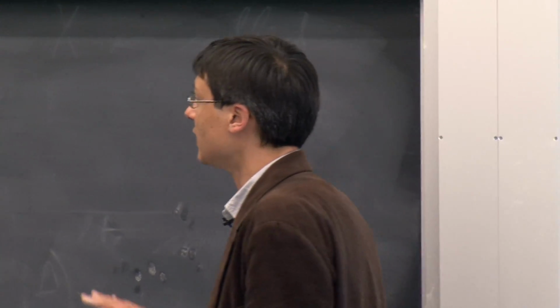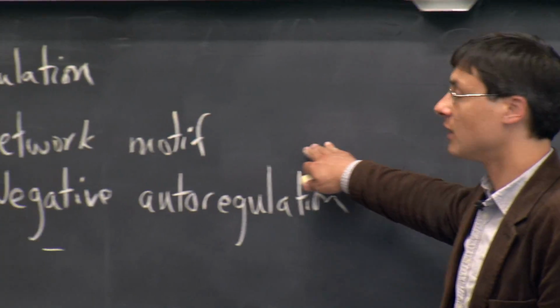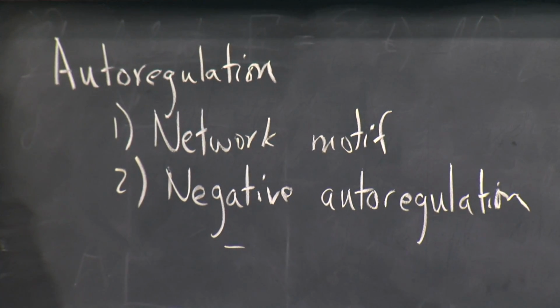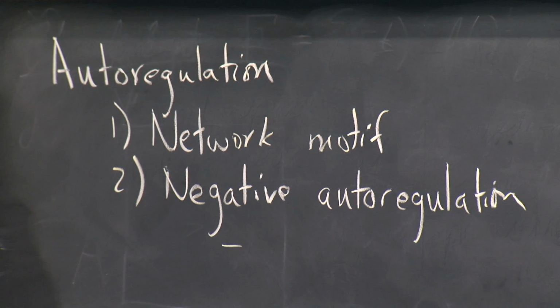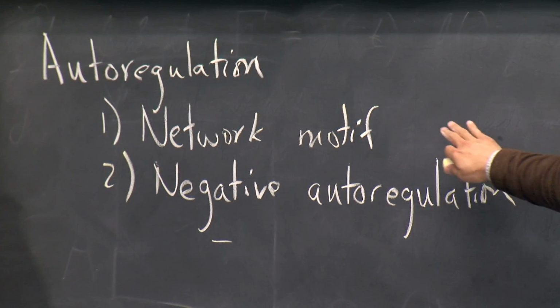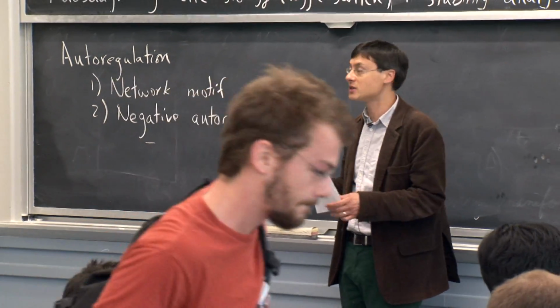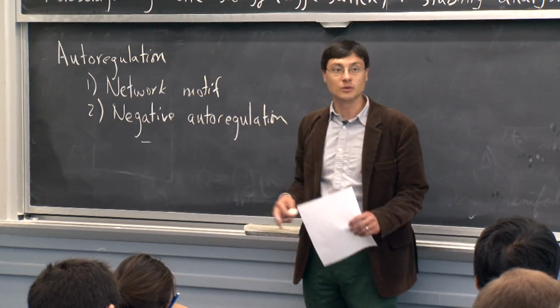First, there's this idea of a network motif. This motif is the simplest possible motif, where a gene regulates itself. It occurs more frequently than you expect by chance. We'll explain what we mean by that. And then possibly an evolutionary explanation is that this may be advantageous in one way or another.